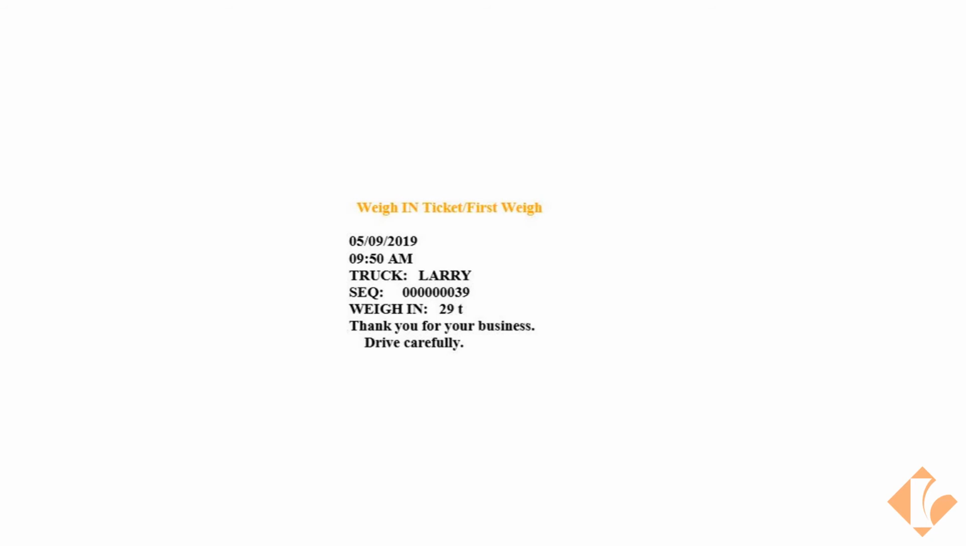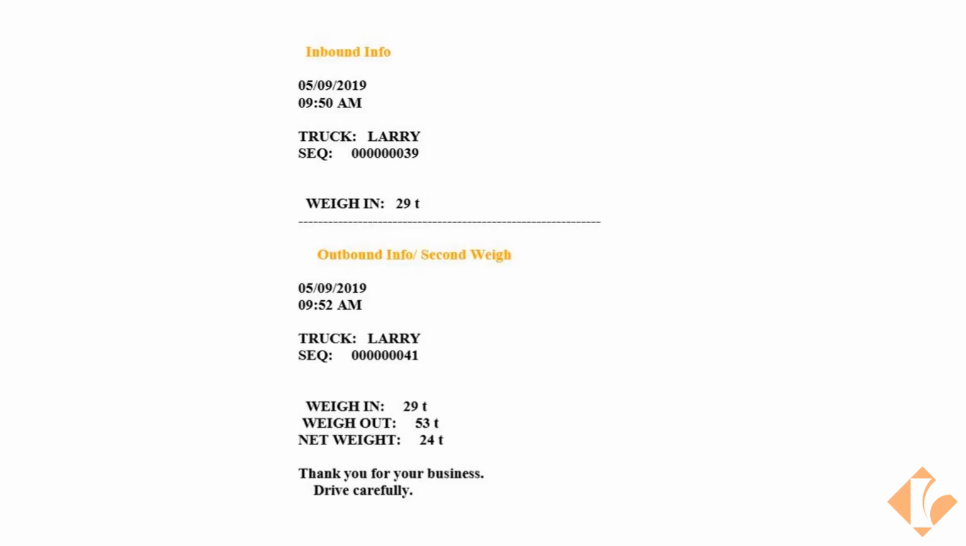The weigh-in ticket is created when a truck name or a truck ID has been entered. This creates a first weigh ticket or a weigh-in ticket. When that same truck is returned and that truck ID has been reselected, then your outbound ticket shown here is created, which has the inbound weigh information as well as the outbound weigh information.